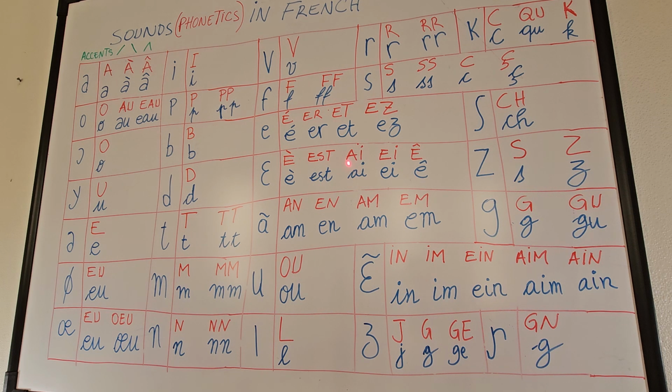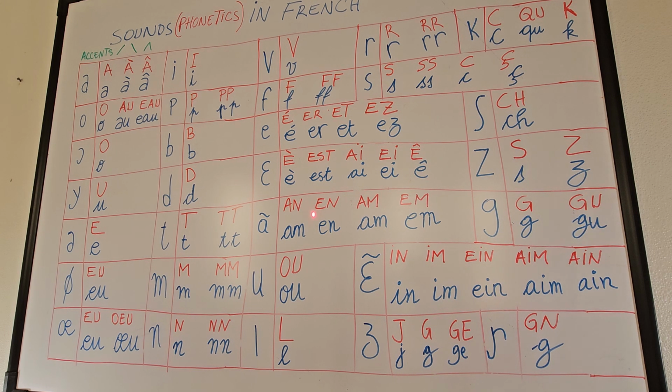Another way of writing the sound eh is A-I. If you see this one, it's eh. That's how it sounds, but that's how you spell it. It's still eh. Also here, we got A-I, which is still the sound eh. We got the circumflex accent, which is still eh.